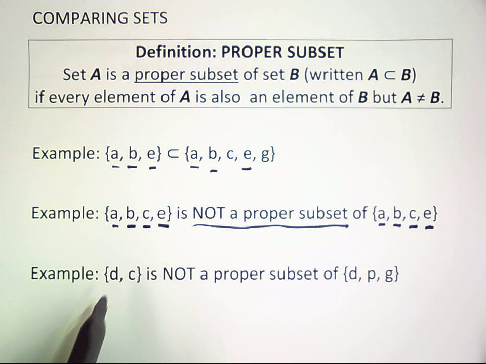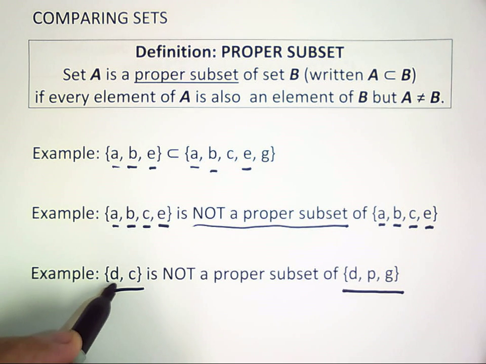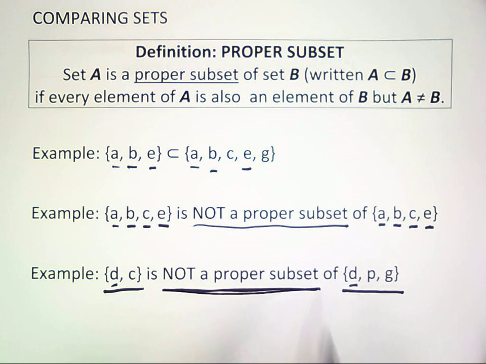One more example. If you've got the set containing the elements D and C and you're comparing it to the set containing D, P, and G, there's a D on the right, but there's no C on the right. So that's not a proper subset. It's not a subset, nor is it a proper subset. It's the idea of a subset versus the idea of a proper subset.